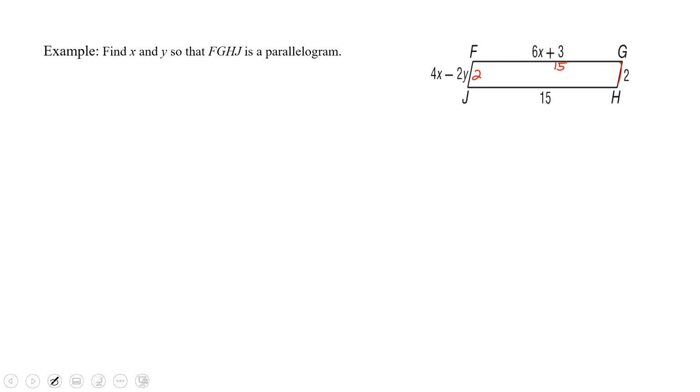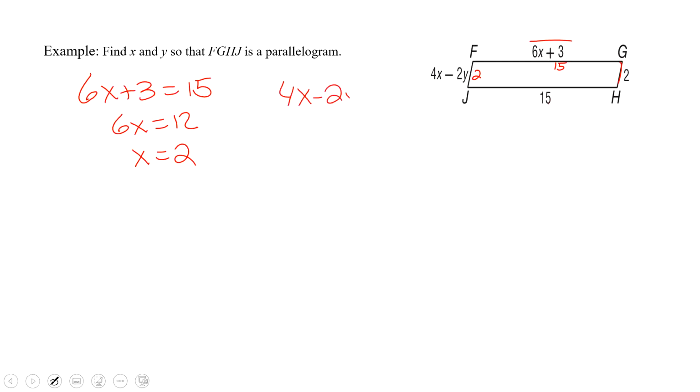So I think what we need to do is set 6x plus 3 equal to 15. I'm solving for x first, so that gives me 6x equals 12. So x equals 2. All right, so now I know x equals 2. Perfect. That makes that side 15. It makes this side 15. So now I'm going to have 4x minus 2y equals 2. I know x is 2, so 4 times 2 minus 2 times y has to equal 2.